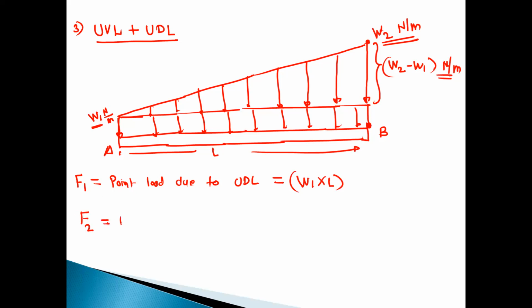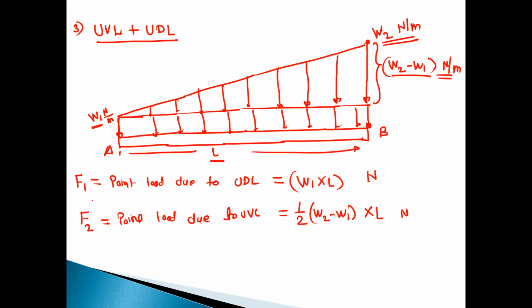Then F2 is the point load due to UVL. This will be 1 by 2, times the height of the uniformly varying load, W2 minus W1, into the total span of the uniformly varying load, L. This is Newton, and this is also Newton. So we have converted the varying load and the distributed load into the corresponding point loads.